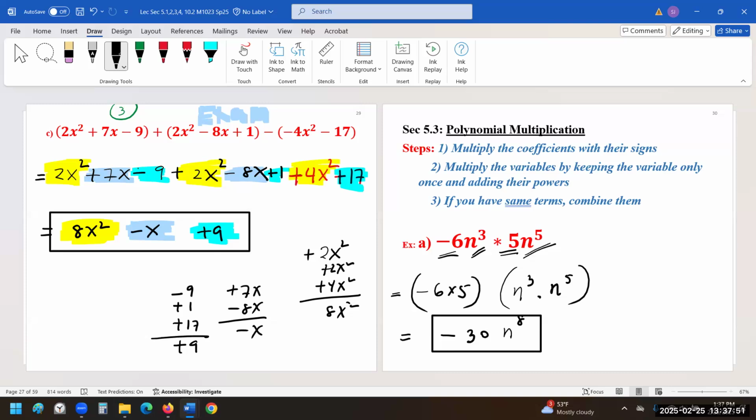That's all you have to do. Multiply numbers with the numbers, variables with the variables, but for variables, you actually add the powers only, keeping the variable only once. When you have one term, we call it a monomial. So we are multiplying two monomials. We still get one monomial.